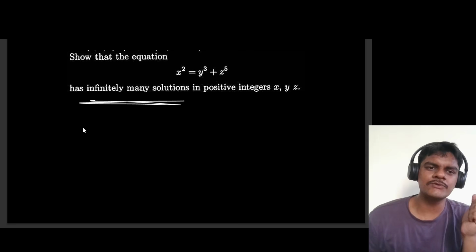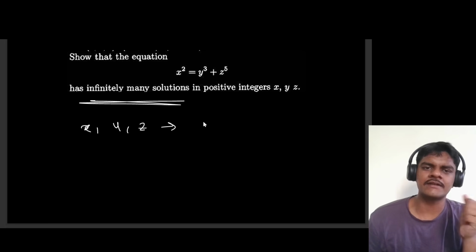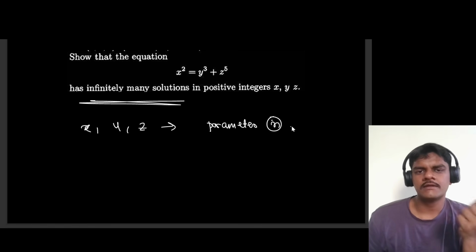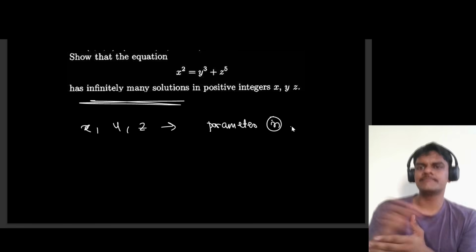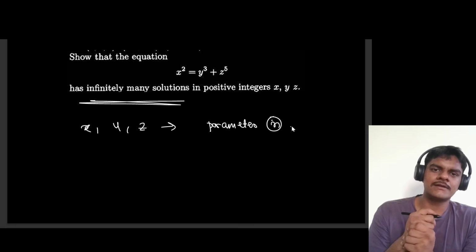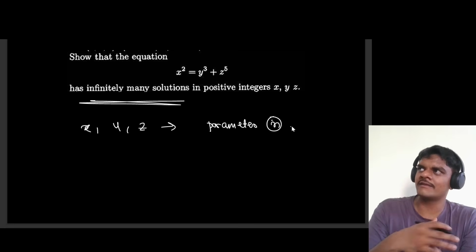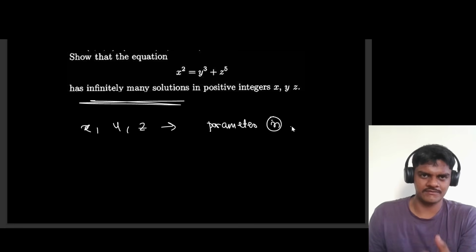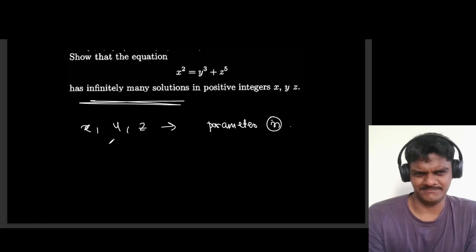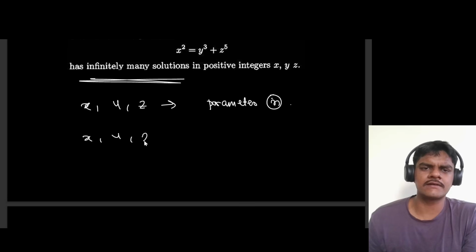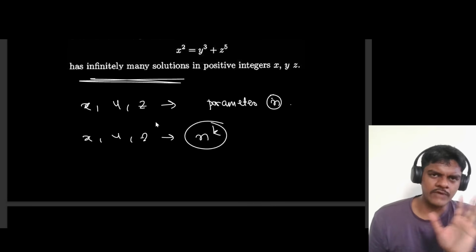That means if you are able to show that x, y, z can be written in terms of some parameter, some parameter t or n, right? If it can be written in terms of n, then for any value of n you have a solution, so you will have infinitely many solutions. If you think we can write x, y, z in terms of n power k or something, it's not going to happen.